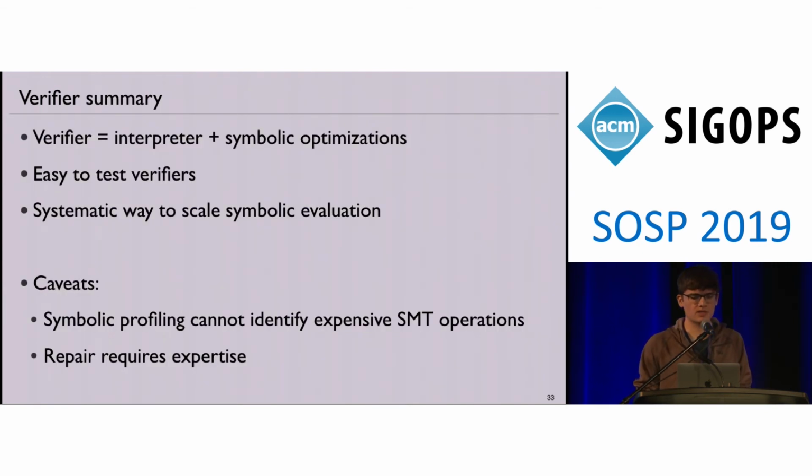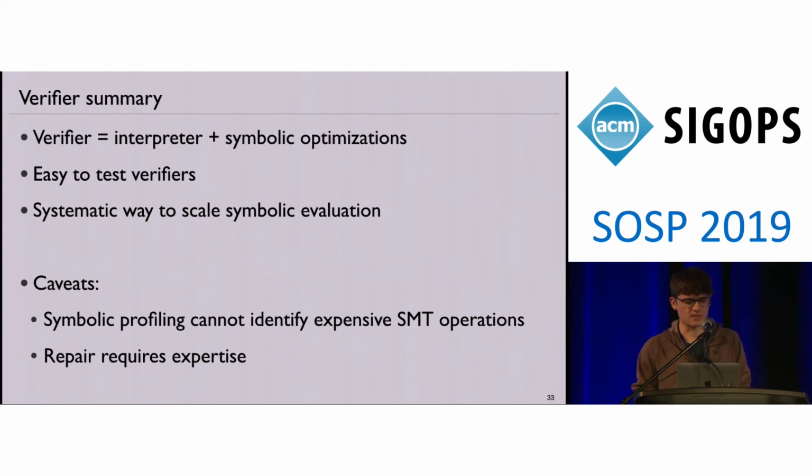So, in summary about the verifiers, a verifier in Serval is an interpreter in Rosette iterated upon with symbolic optimizations. And this means that the verifiers are easy to test because you can execute them on standard test suites. And we've provided a systematic way to scale symbolic evaluation when it's slow using these symbolic optimizations with profiling.